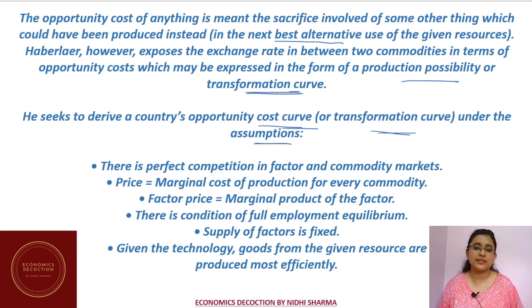What are the assumptions? There is perfect competition in the factor and commodity markets. The price is equal to the marginal cost of production for every commodity. Factor price is equal to the marginal product of the factor. There is a condition of full employment equilibrium. Supply of factors is fixed, and given the technology, goods from the given resources are produced most efficiently. So these are a few of the assumptions which you must go through and remember.